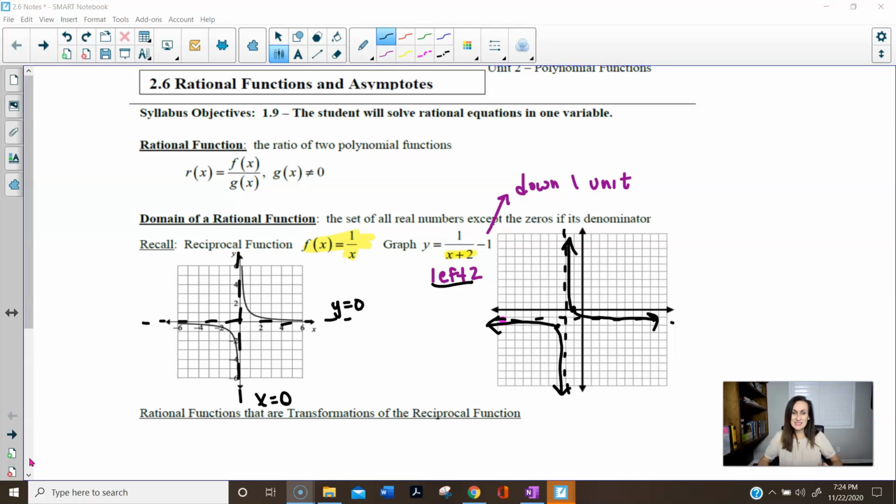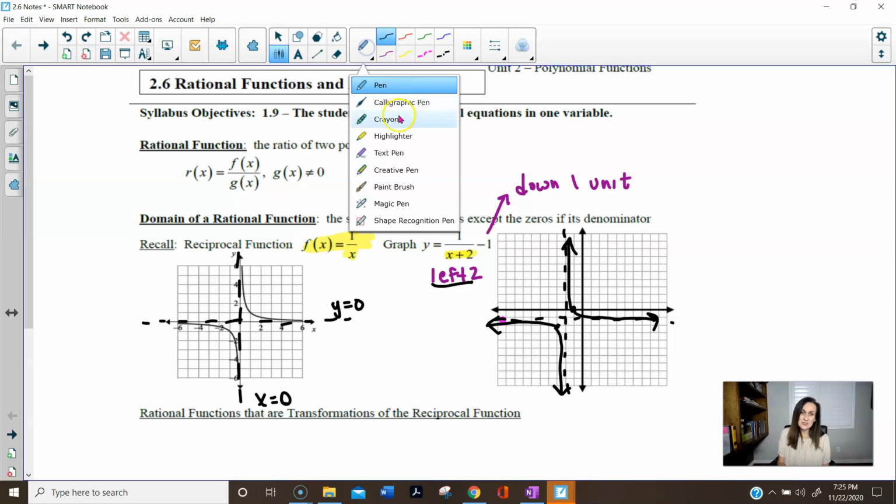So before we do that, let's talk about the basic reciprocal function, which is f of x equals 1 over x. We have a vertical asymptote at x equals 0 and a horizontal asymptote at y equals 0. The transformation, if I take the x and I add 2 in the denominator, that's going to be the horizontal transformation, opposite of what you think. So that graph is going to move to the left 2 units. The subtract 1 is the vertical shift, and it's going to move the entire graph down 1 unit, subtract 1.